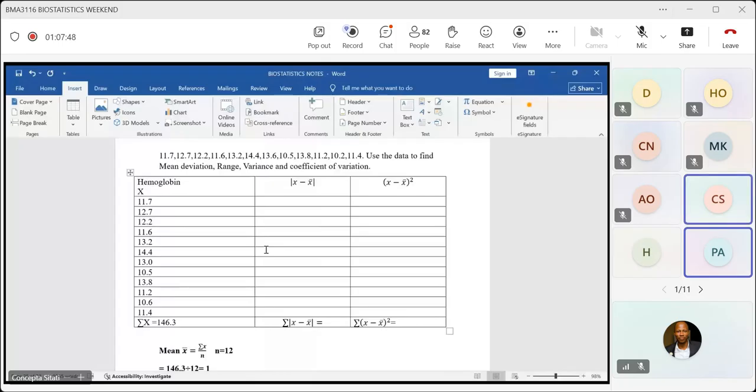Can we see? Are we able to see? Yes, we can. So what is our mean? I've not written. 12.21. Can we find the mean deviations?